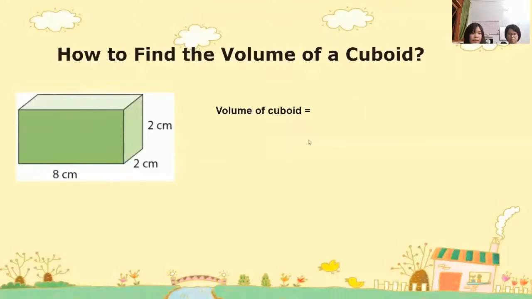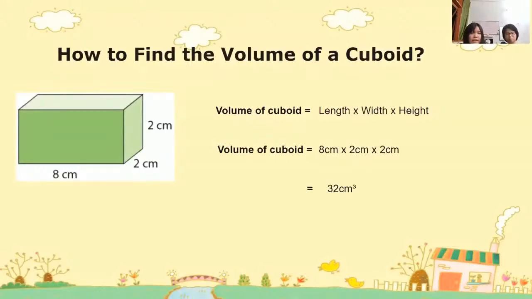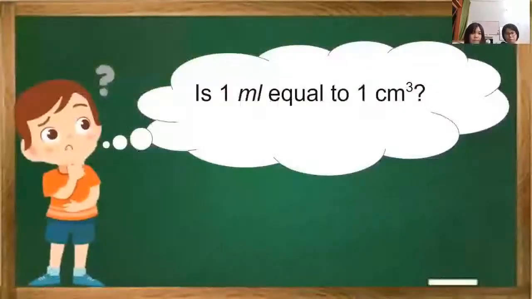So we will apply the same formula again for this cuboid, which is 8 times 2 times 2. And then we will get the answer 32 cm cube.